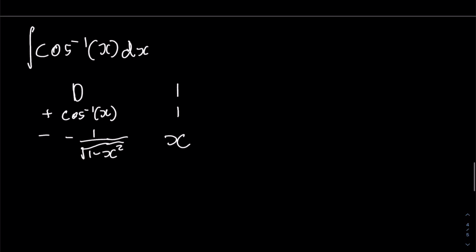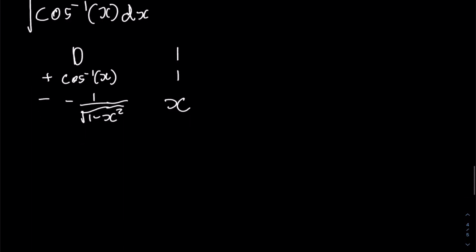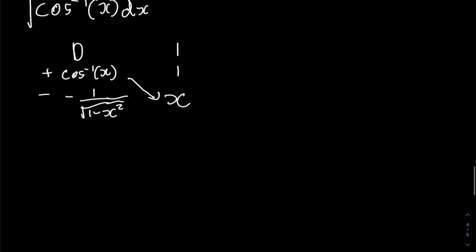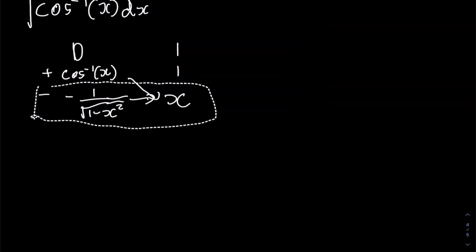So what we see in the DI setup is that whenever we have a row remaining, before that we need to take the product of the diagonals. So we need to take this, and then we need to take this as an integral. We know that the remaining row is always an integral. So we take the product of the diagonals. Here we have the inverse cosine of x multiplied by x.